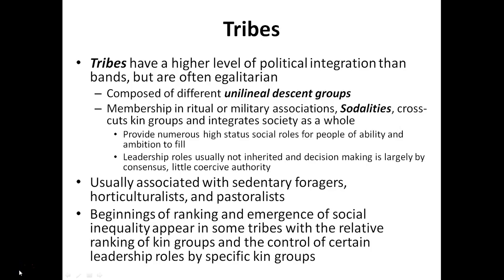Tribes have a higher level of political integration than bands, but are often still egalitarian. They are composed of different unilineal descent groups, different kin groups that have been brought together in new communities.